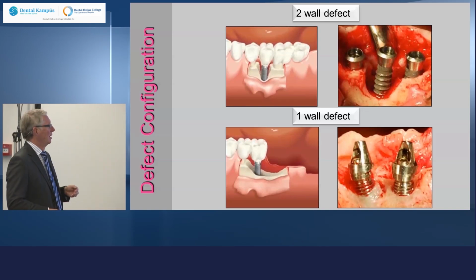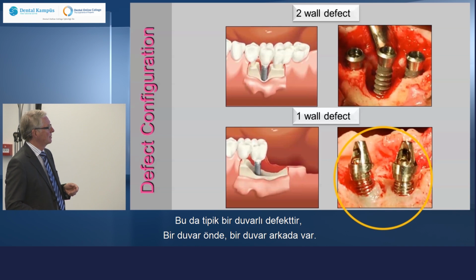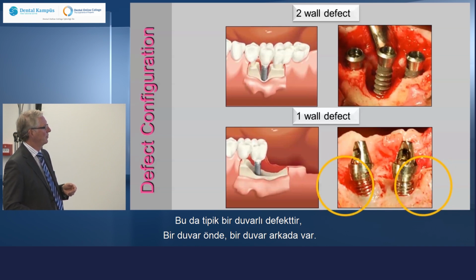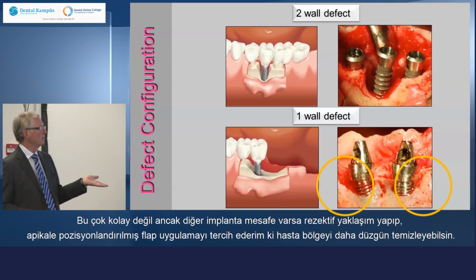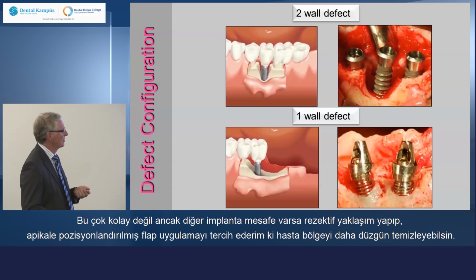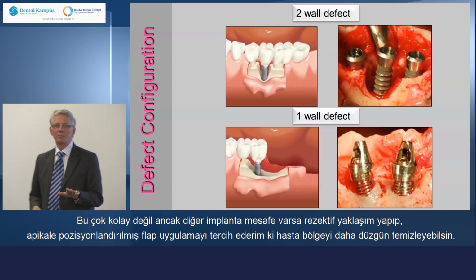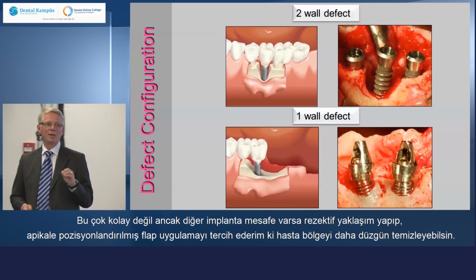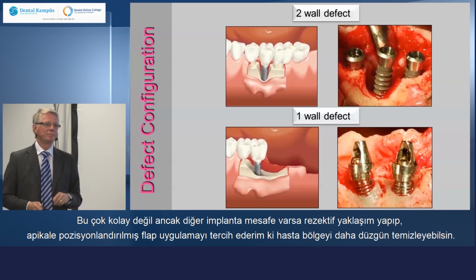This way is a typical one-wall defect. You have one wall here, you have one wall there. This is not very easy, but if you have a distance to the next implant, I would prefer to do a resective approach and make an apical position flap so that the patient can clean that area properly.